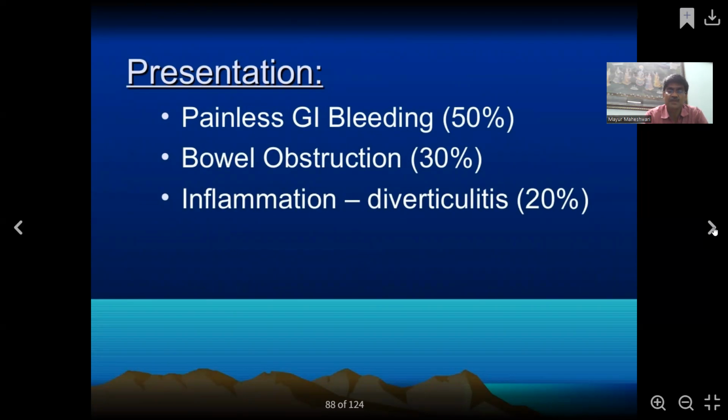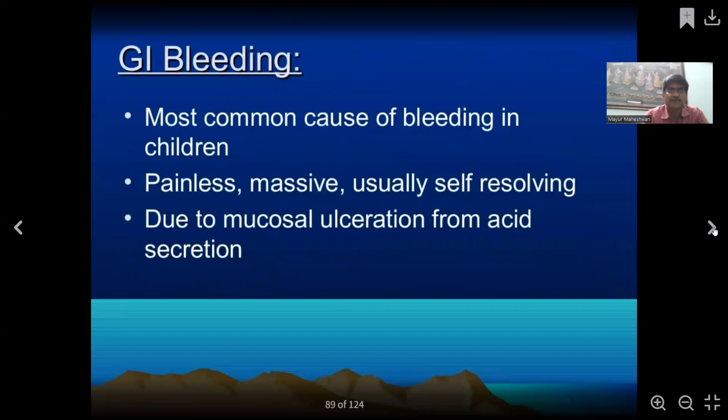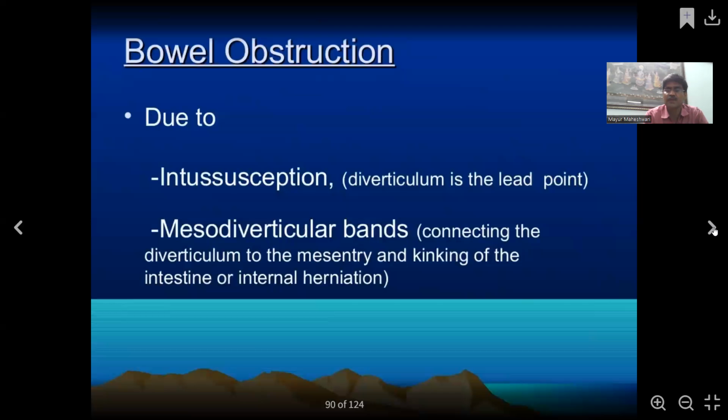Then bowel obstruction in 30% of cases, and diverticulitis due to inflammation is seen in 20% of the cases. GI bleed: the most common cause of GI bleeding in children is Meckel's diverticulum. It is usually painless, effortless, massive, and usually self-resolving. It is due to mucosal ulceration from acid secretion due to the presence of ectopic gastric or pancreatic mucosa.